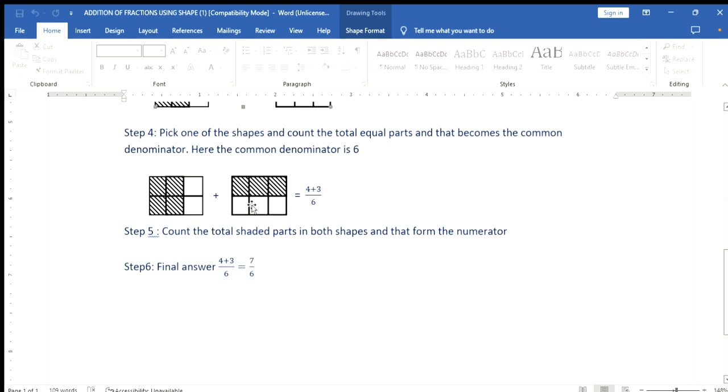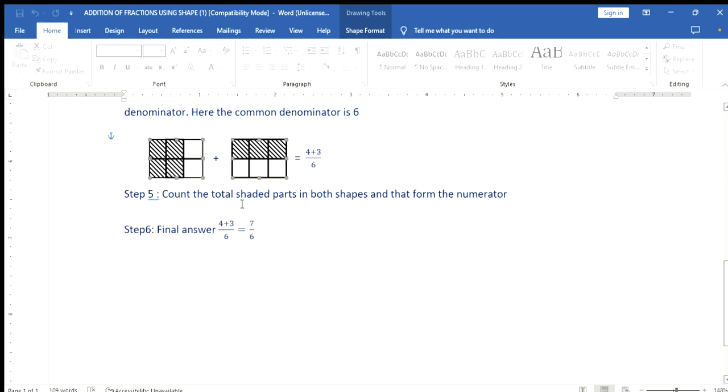Now, what do we do next? The next step, step 5, is to count all the shaded portions together. Here we have 1, 2, 3, 4 for the first shape. Then for shape 2, we have 1, 2, 3. We add them together because the operation here is addition. That is 4 plus 3 over 6. By the time we are done with that, our final answer becomes 7 over 6.